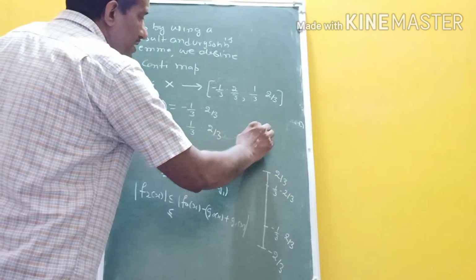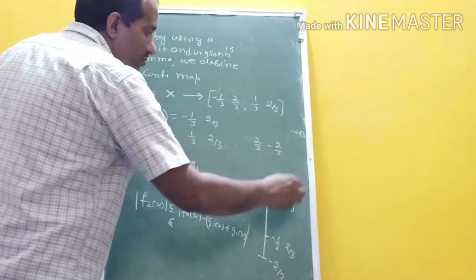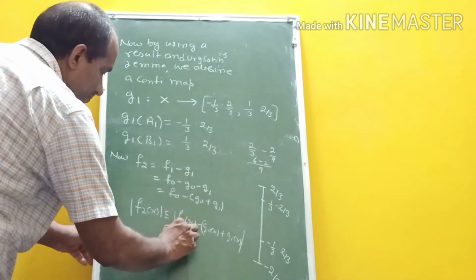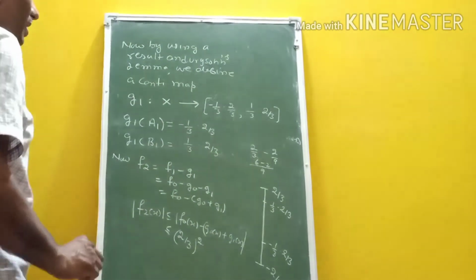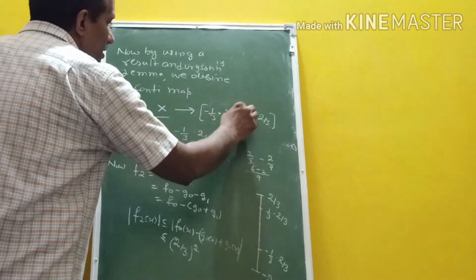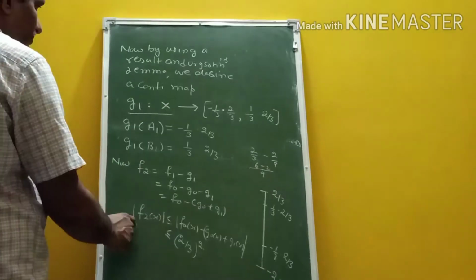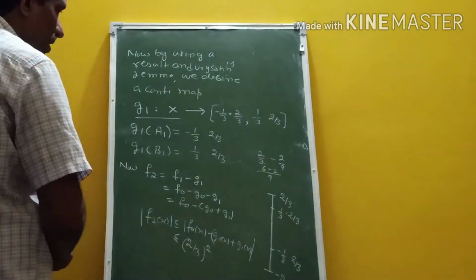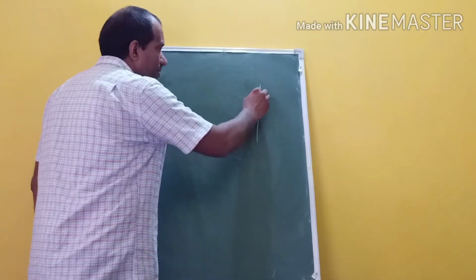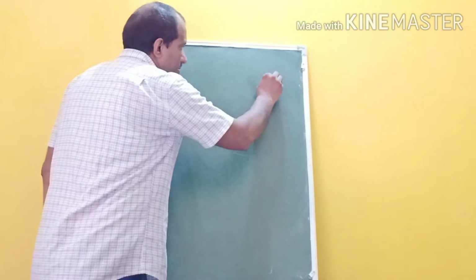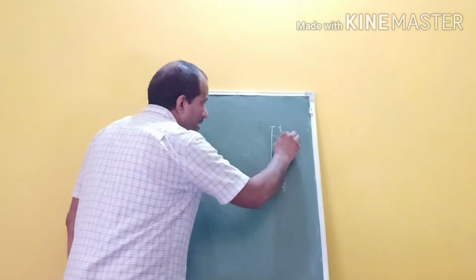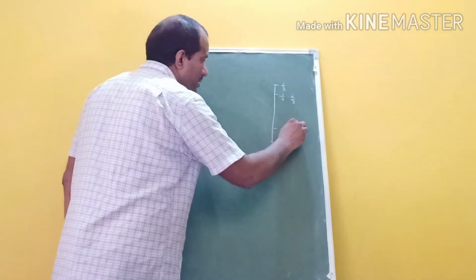Now if you subtract 2/3 minus 2/9, it comes out to be (6 minus 2)/9, this will come out to be (2/3) whole square. Now G1 is a mapping from X to [-1/3 · 2/3, 1/3 · 2/3], and F2, the mapping, comes out to be (2/3) squared. Now, continuing in this way, at the end stage we obtained, before that we discussed the second stage. In brief, this is 1/3, this is minus 1/3, this is 1/3 into 2/3, and minus 1/3 into 2/3.